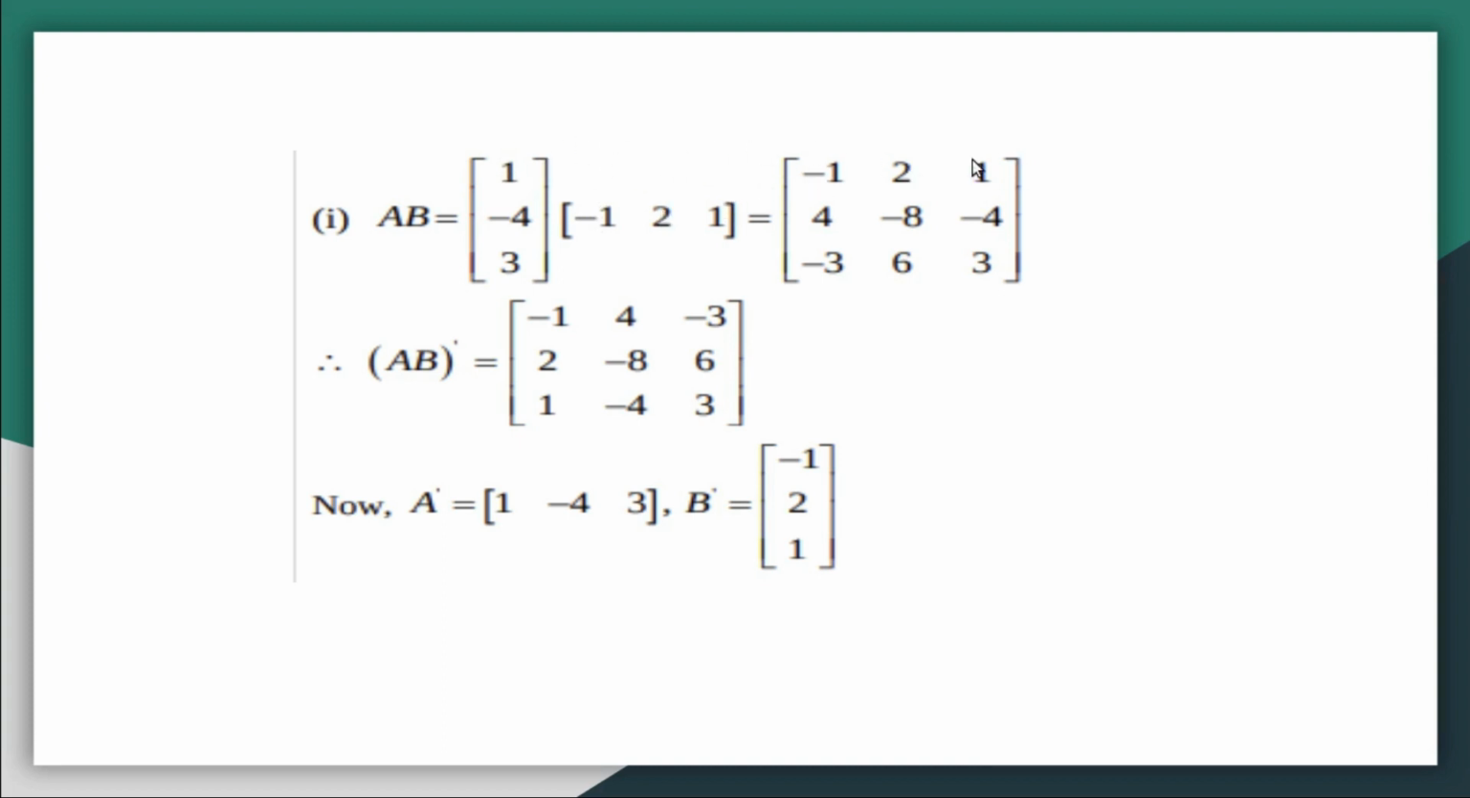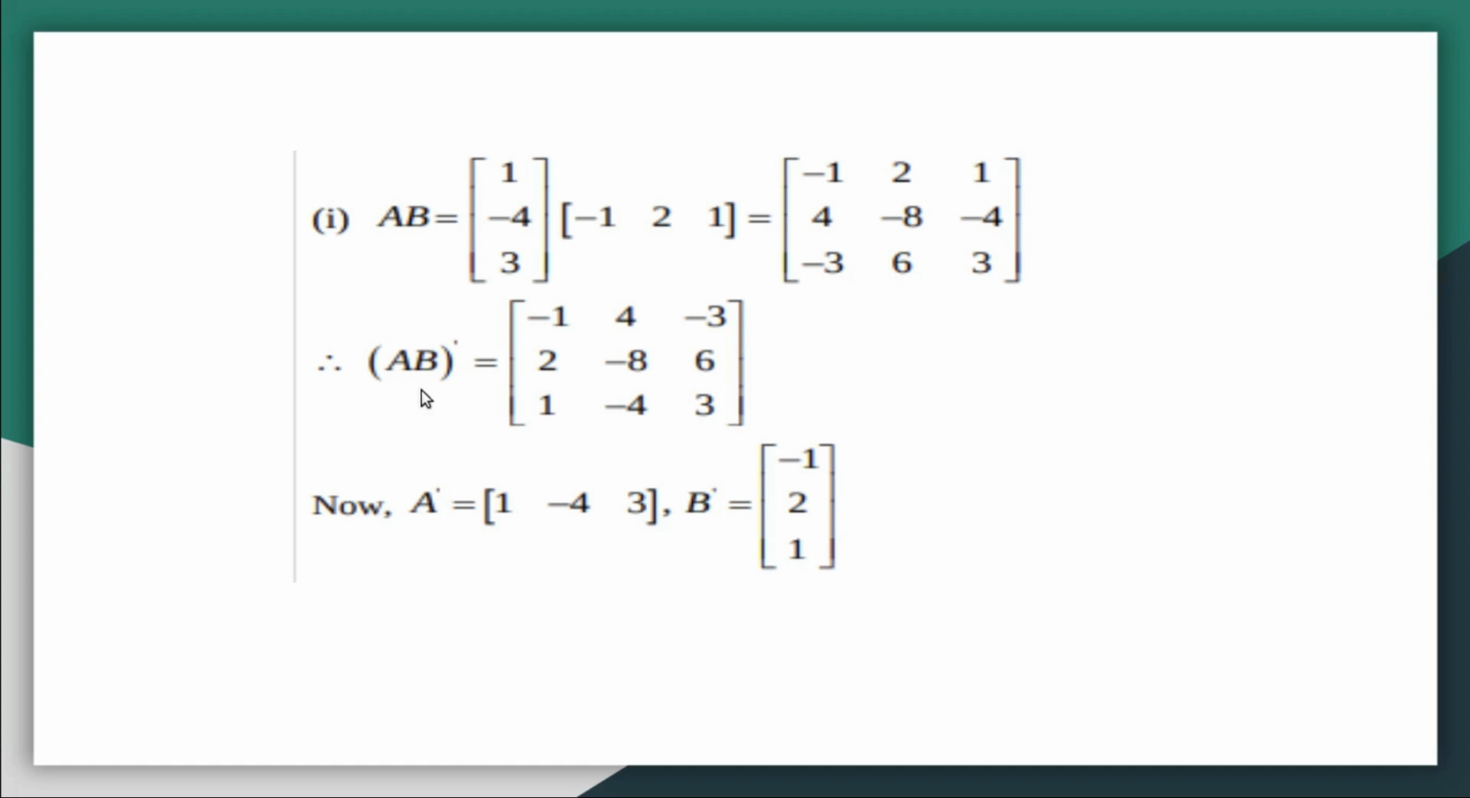1 into 1 is 1. Minus 4 into minus 1 is 4. Minus 4 into 2 is minus 8. Minus 4 into 1 is minus 4. 3 into minus 1 is minus 3, 3 into 2 is 6, 3 into 1 is 3. So this is A into B.